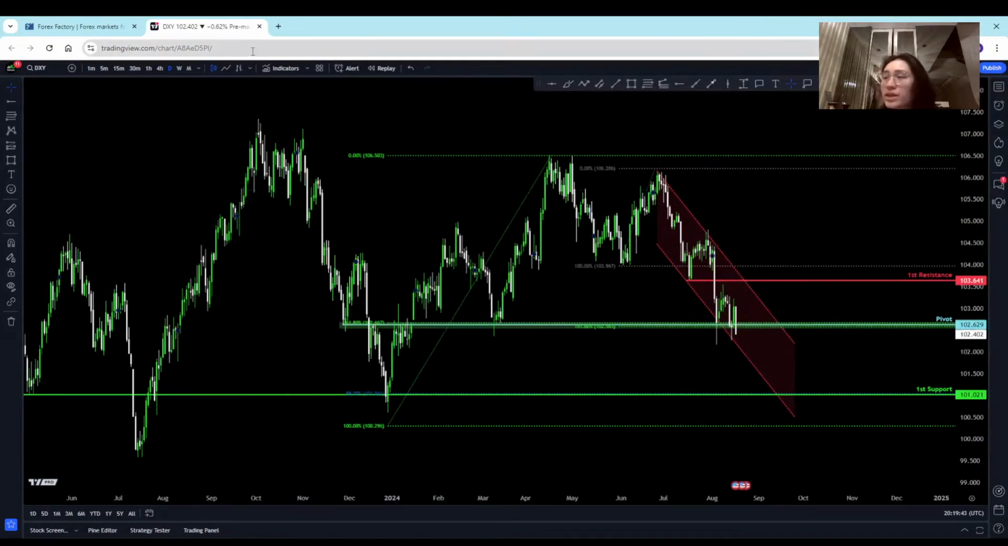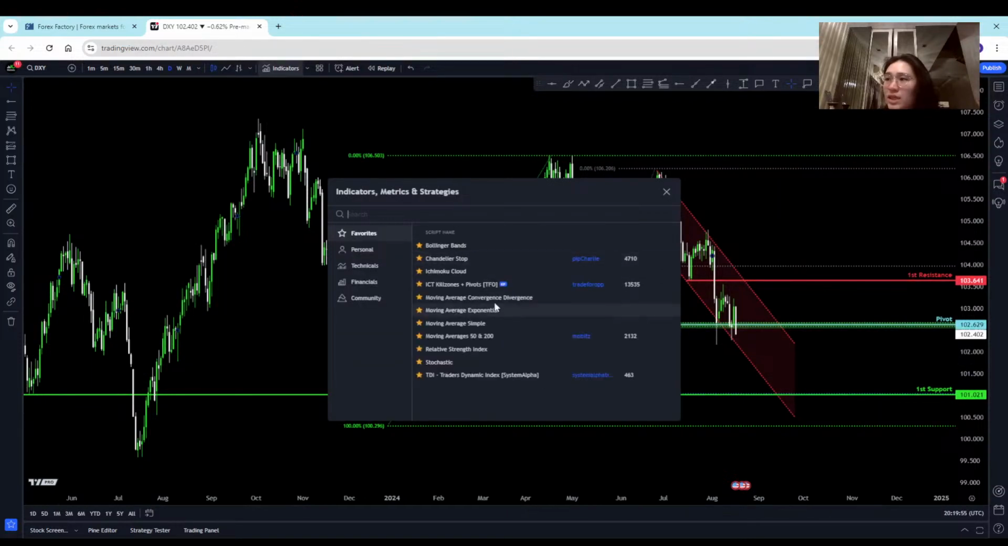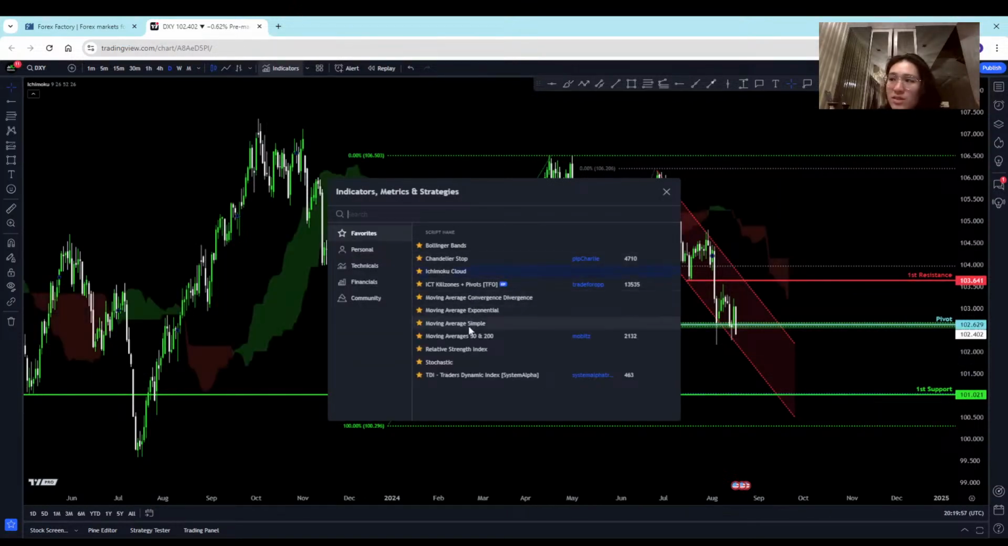Okay, so let's go ahead and take a look at our indicators. For now, we are expecting price to continue in a downtrend. So we will go in for a sell from our pivot towards our first support. Let's take a look at some indicators and see if they support our analysis.